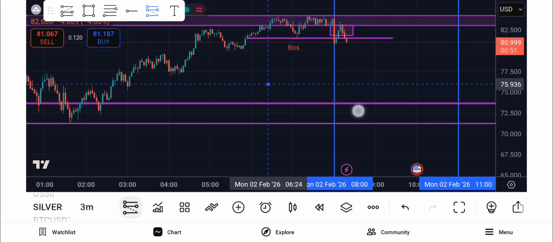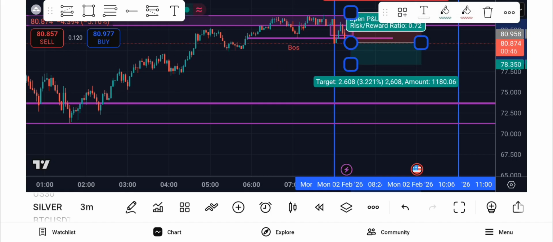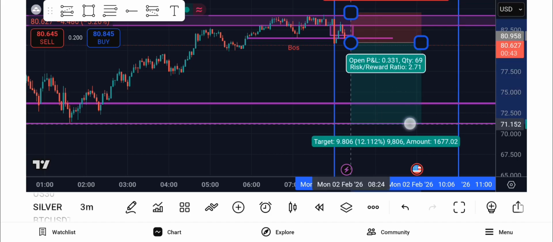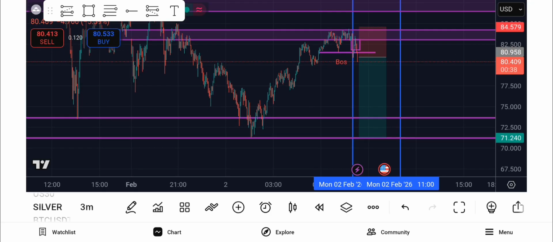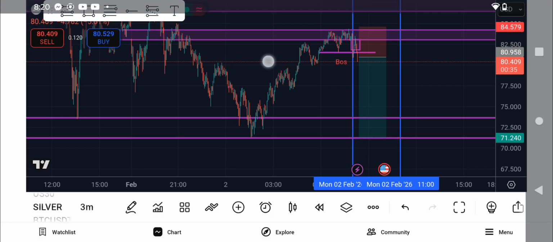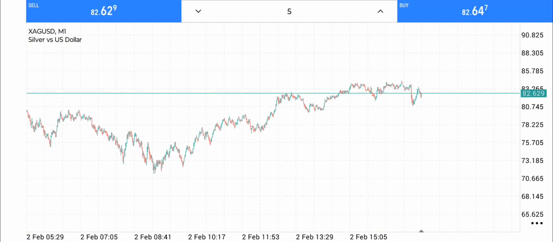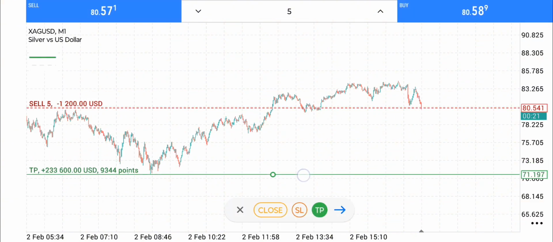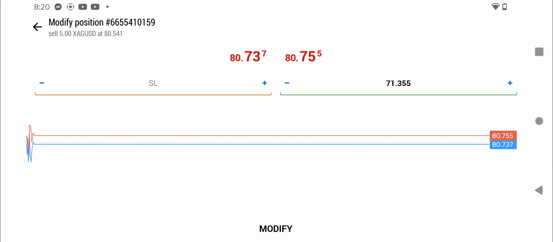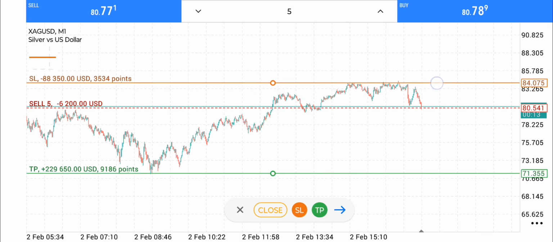So what I'm going to do is, since it is 8 a.m. Eastern Standard Time and price is coming down, I'm going to put my stop loss above here and put my take profit down here. Alright, and we're going to see it play out. I'm going to enter, my TP down here. And because I'm confident, stop loss up here.